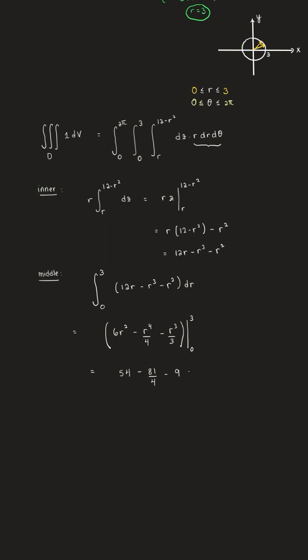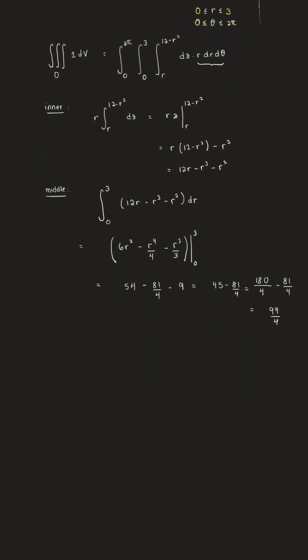I'm just checking. And now I'm going to get a common denominator. Actually, I'm just going to write it as 45 minus 81 over 4. And to now get a common denominator, 45 times 4 is 180. Minus 81 over 4, which is 99 over 4. There we go. I got there. 99 over 4.